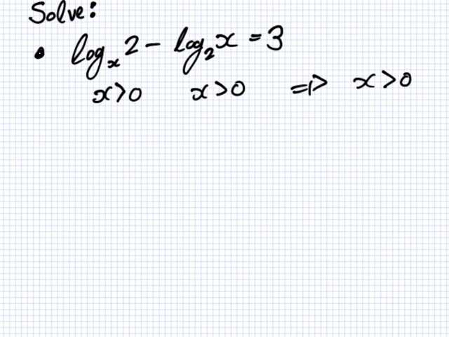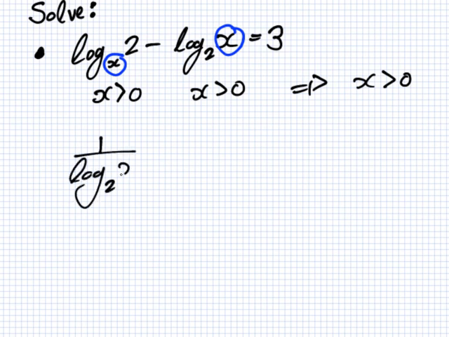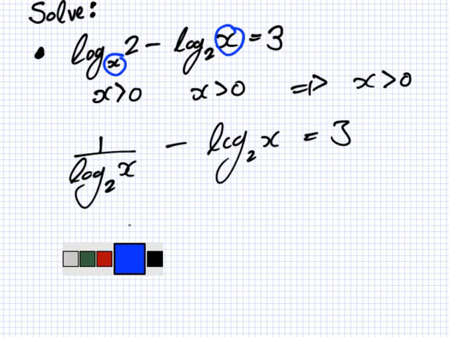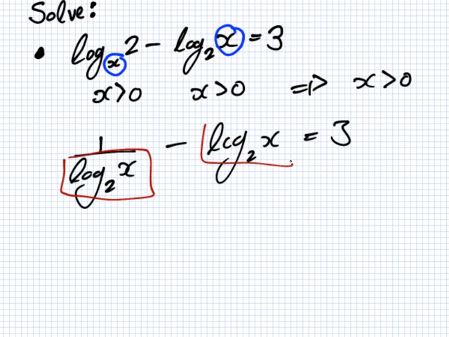The big problem with this is you have an x in the base and an x in the argument. So we need to use one of our rules to fix that. We can use the rule that lets us swap the x and the 2, and then it's just 1 over. So this is 1 over log 2x minus log 2x equals 3. I forget which number rule this is. Rule 4, I think. Is it? Rule 4, I believe.